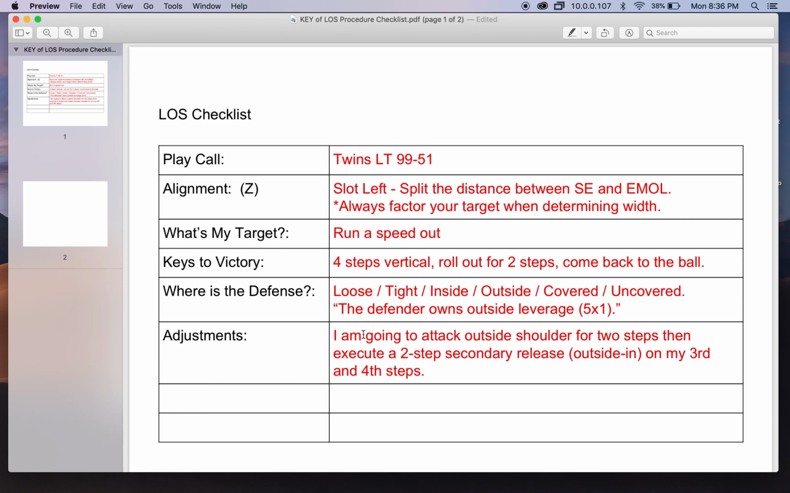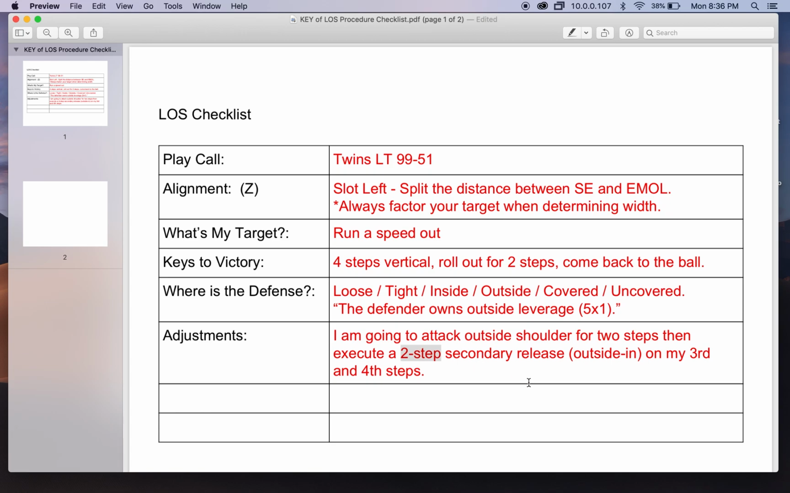Here's how I, Coach Martin, would attempt to attack that defender that is 5-by-1 outside of my alignment. First, I'm going to attack the outside shoulder for 2 steps. I'm going to run straight at his outside shoulder, so that's my target. On my 3rd step, which is my outside foot, I'm going to execute a 2-step secondary release. So I taught you JV receivers, you had the outside in and the outside in, outside. There's 2 ways to get it away from a defender.